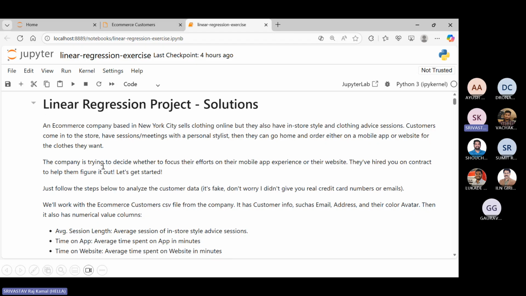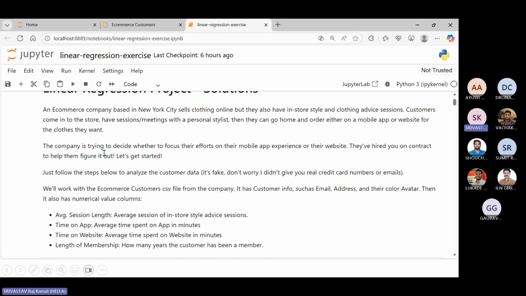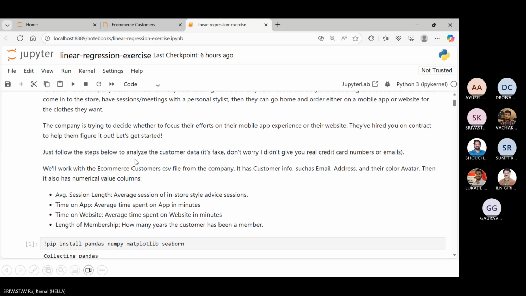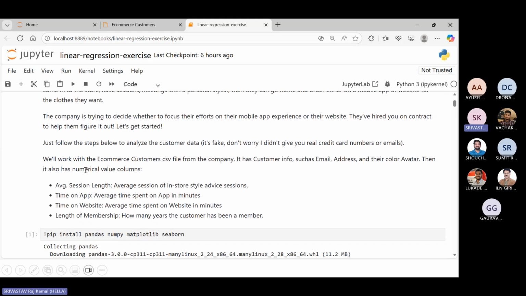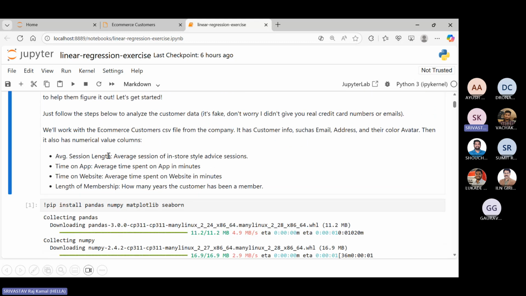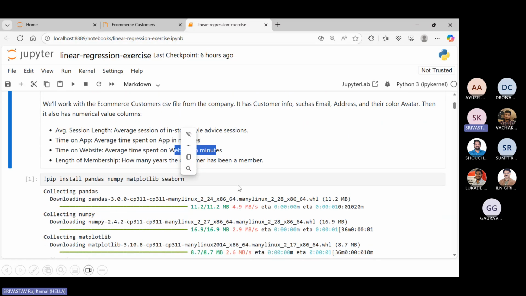So they want to focus. The company is trying to decide whether to focus their effort on the mobile app experience or the website. They want to see whether the customer purchases more from the mobile app or the website. They have hired some contractors to help them figure this out. So what they have done is provide us the data: the average session of in-store style advice sessions, average time spent on the app, average time spent on the website, how many years the customer has been a member, and so on and so forth.